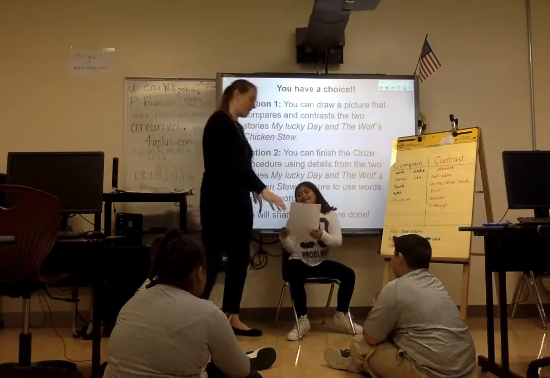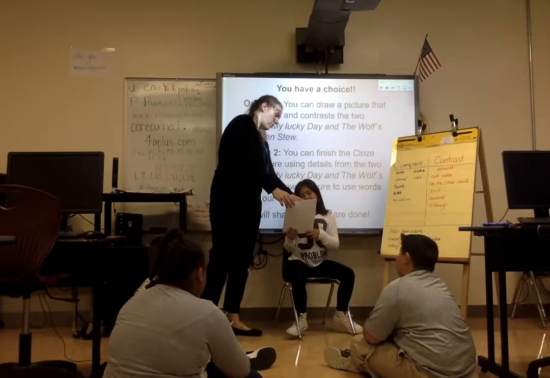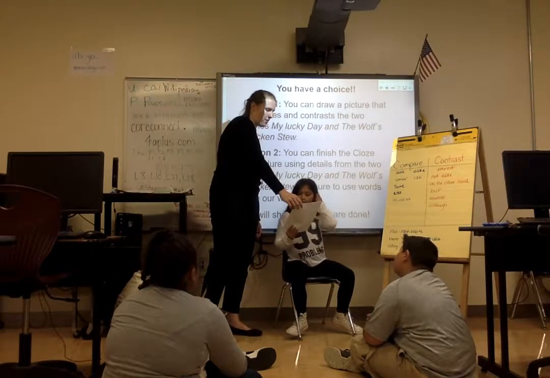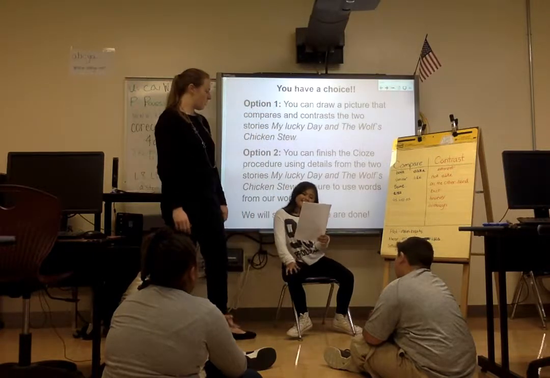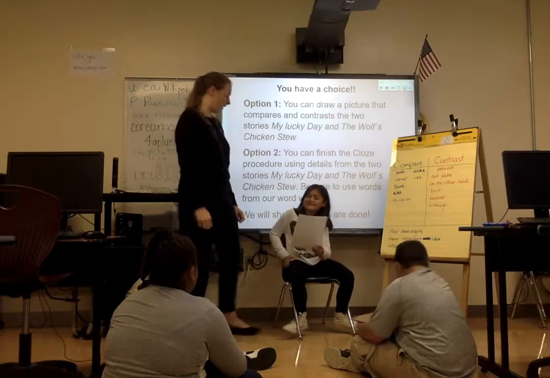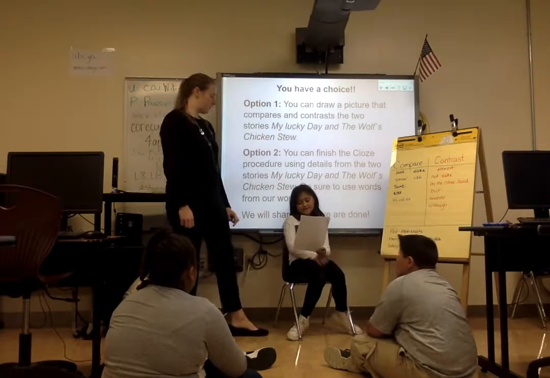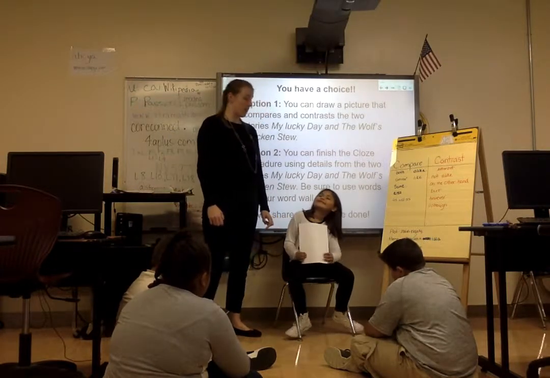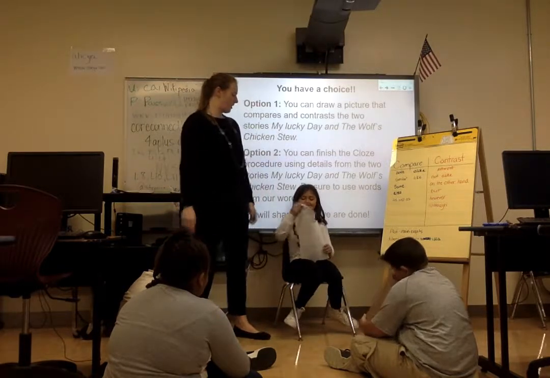What did you write? So what was already written was the two stories, The Wolf's Chicken Stew and My Lucky Day, were similar in many ways. For example, they both didn't get to eat their prey. Good. Another example is that in the beginning they were thinking about food. So in the beginning of the stories, both of the animals were thinking about food. Good. Flip it over.